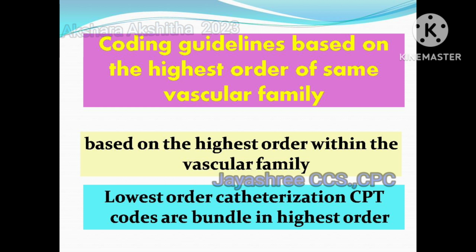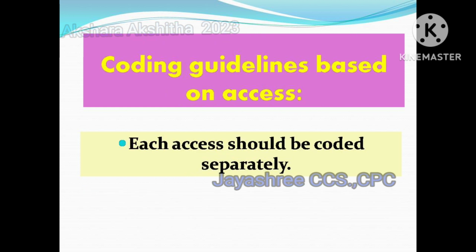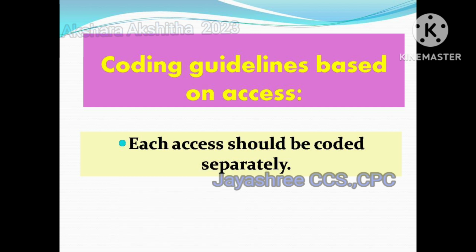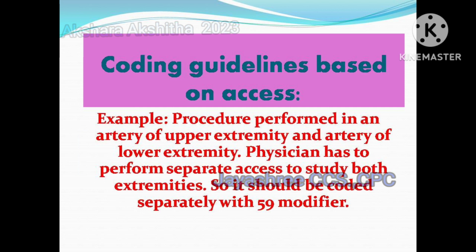Okay, then modifier usage in vascular family procedures. What modifiers can we use? If the doctor is performing on the contralateral side, then we have to bill the laterality modifier, either LT, RT or the 50 modifier. This is one point. The next point is, if there is more than one vascular family, different arteries, we have to code all vascular families separately, that means all accesses separately, with the 59 modifier.